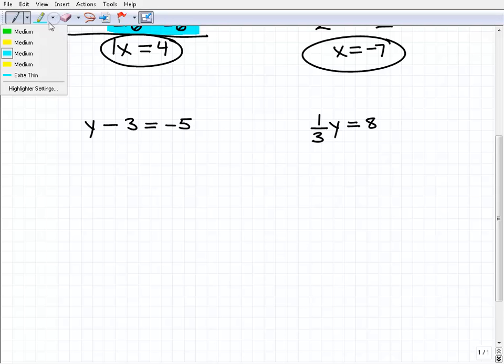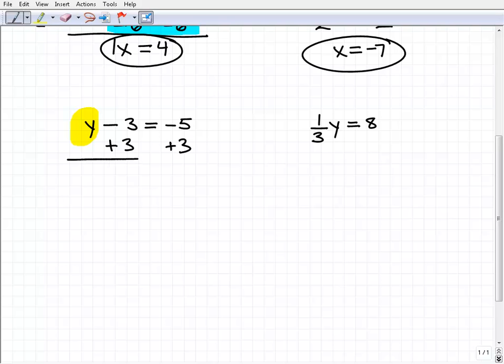Okay, moving on. y minus 3 equals negative 5. So once again, I want y by itself. So in this case, how can I get y by itself if I have a negative 3 next to it? Okay, I just want y by itself, so I'm going to go ahead and add a 3 to that negative 3, and that'll kind of make it disappear, right? But once again, if I'm going to add a 3 on the left-hand side, I also got to add a 3 on the right-hand side.